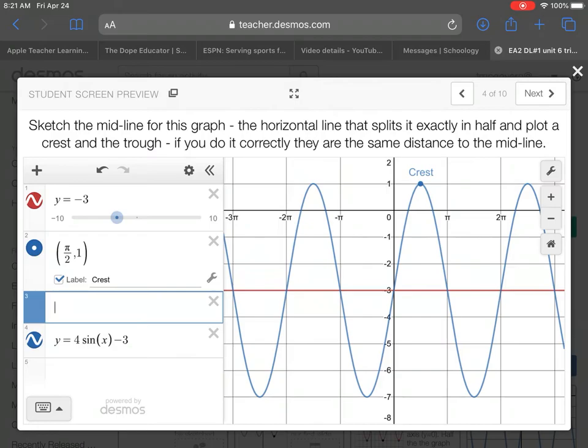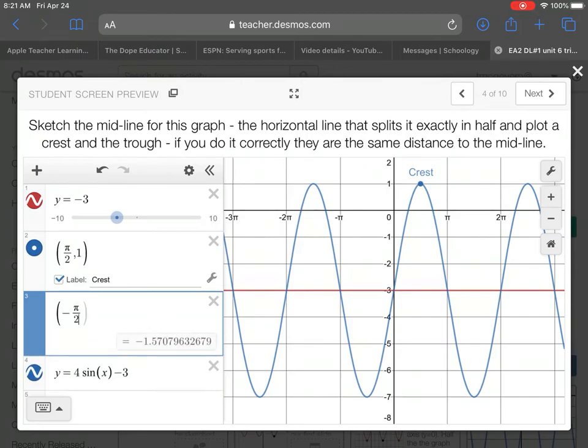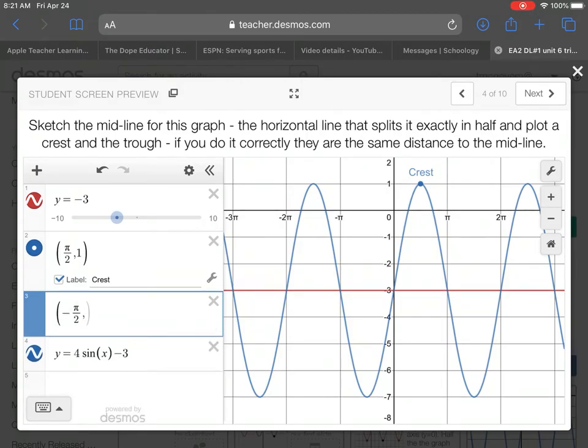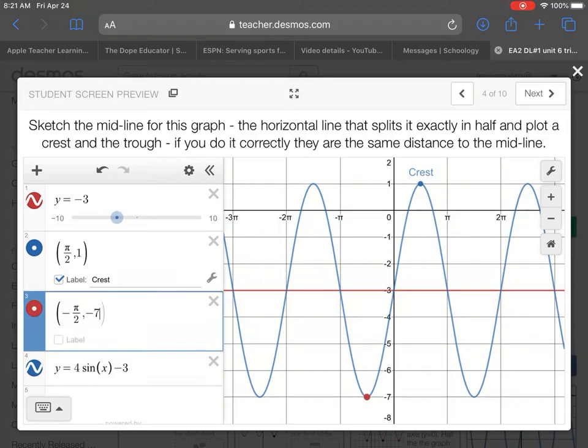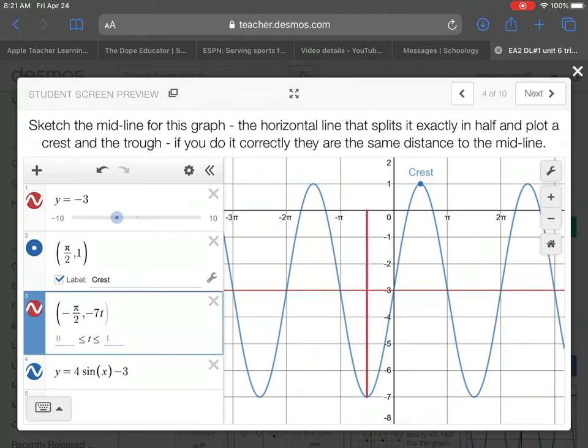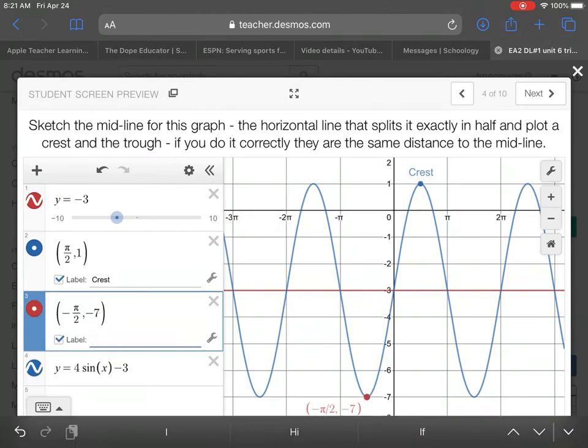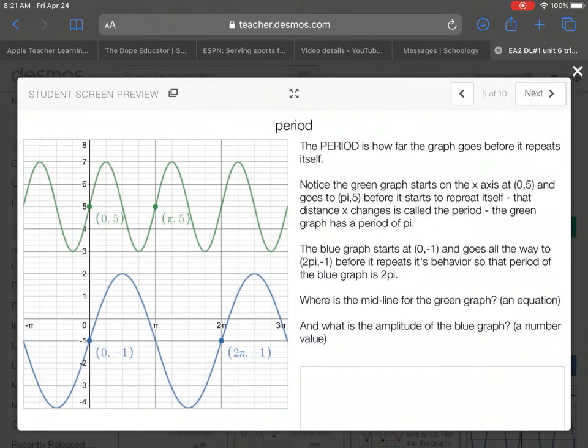If I look at negative pi over 2, halfway to pi, so (negative pi over 2, -7), I have just plotted a trough. Whoopsie, put that in the right spot. And so that's how you would do this as well.